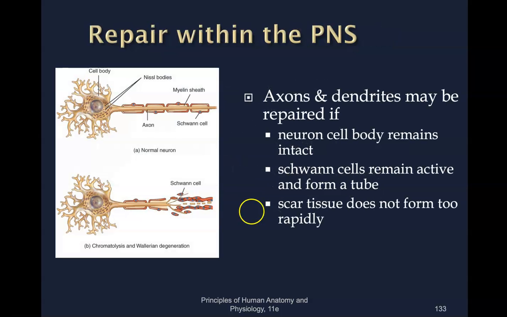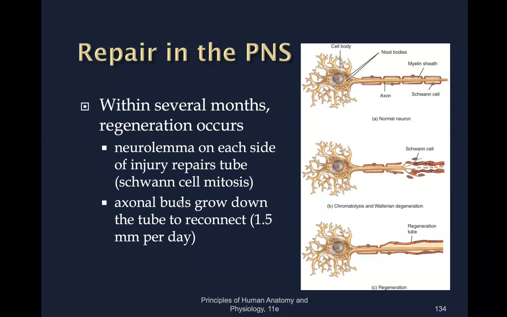So again, repair within the peripheral nervous system is much more common because we have these Schwann cells, and those Schwann cells can help form a repair tube if the axon is damaged, okay? That's really all you need to know: in the peripheral nervous system, that can happen, partially because we have that neurolemma that we don't have in the central nervous system, okay? That's really important because remember, in the central nervous system, they have the oligodendrocytes that make the myelin sheath.